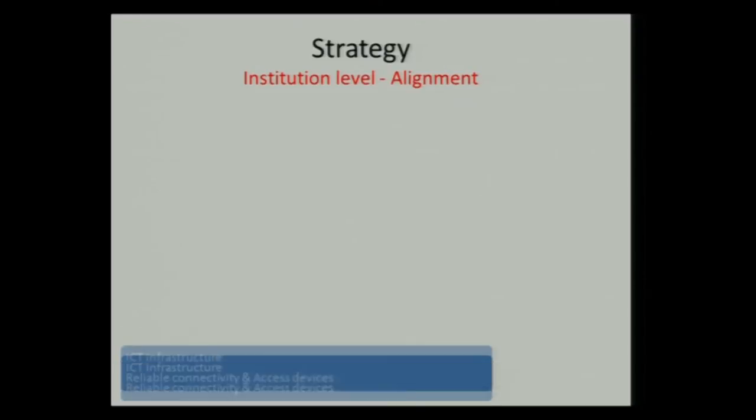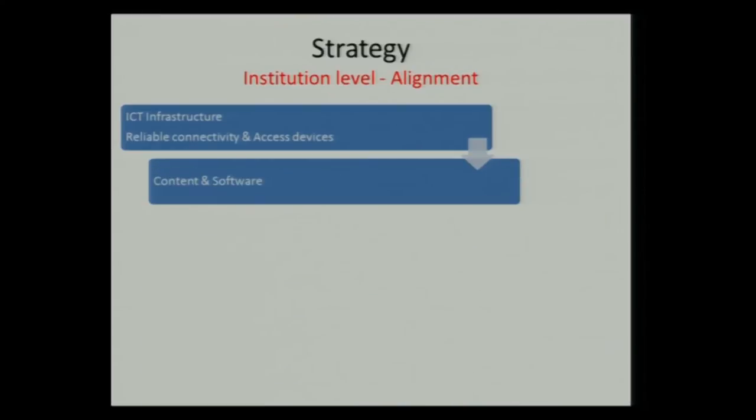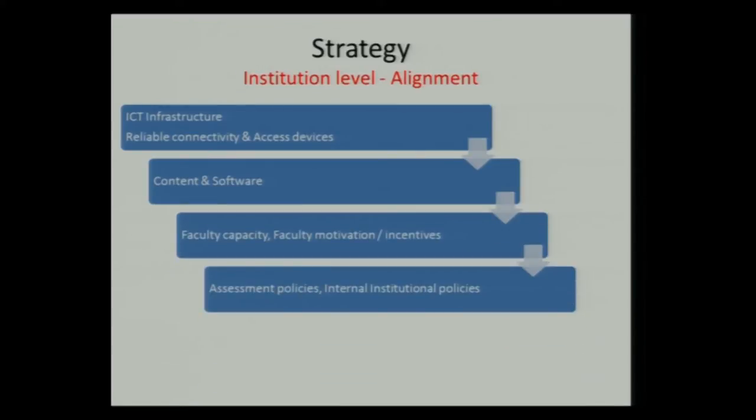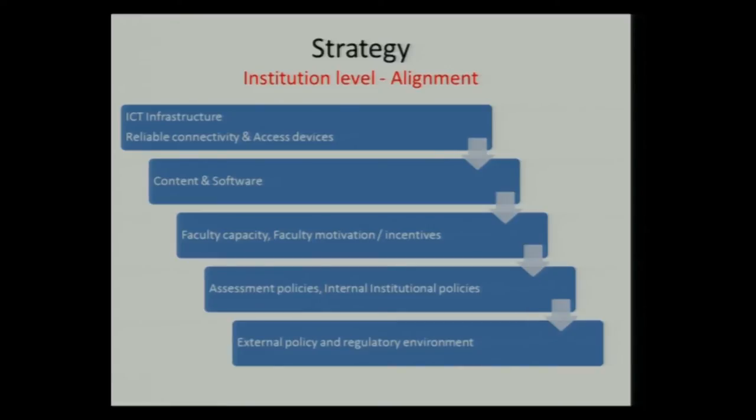Now, the next three slides are about the strategy. What could be the strategy? How do we align various things at the institutional level? The infrastructure, connectivity, access devices, content, faculty capability, motivation, incentives, assessment policies, institutional policies, external policy environment, regulatory environment. How do we align all of it together? That is a challenge. All that is available, so how do we align all of it?